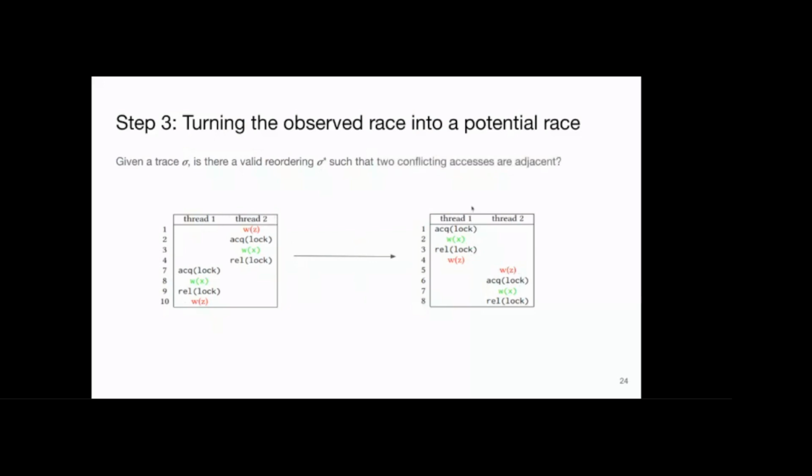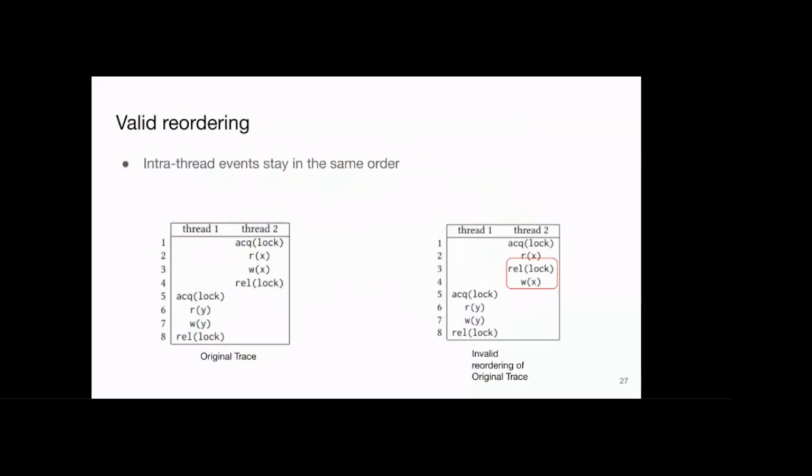In other words, the question could also be framed as, is there a valid reordering such that 2 conflicting accesses to the same variable are adjacent? So what we're going to do is reframe or reverse this: can we discover a valid reordering such that the two conflicting accesses are far apart? I want to talk a little bit about what it means to be a valid reordering here.